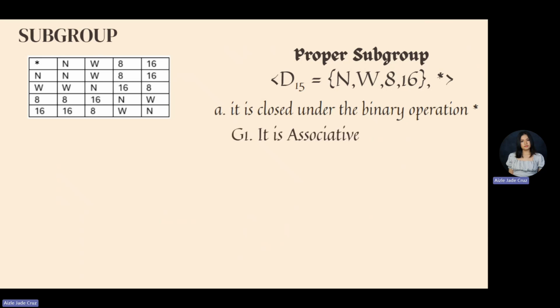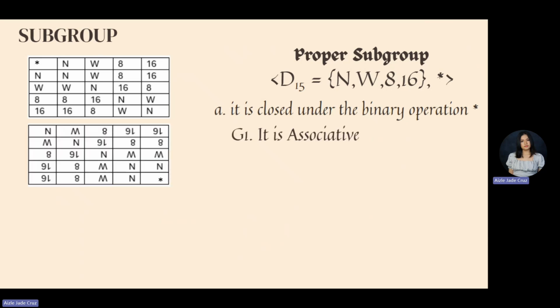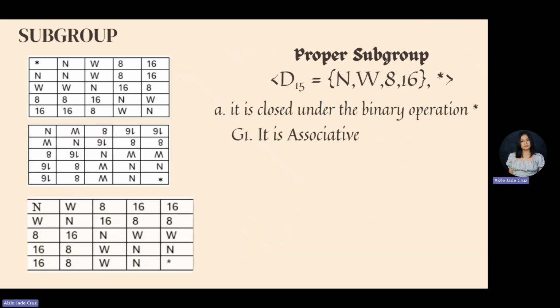G sub 1, it is associative because if we rotate the table by 180 degrees, since there is no need to interchange any rows and columns, the rotated table has the same structure as the original table. Therefore, it is associative. G sub 2, there's an identity element which is N.